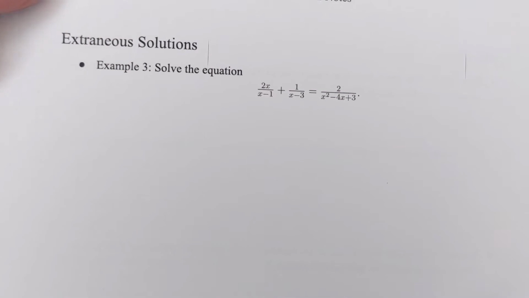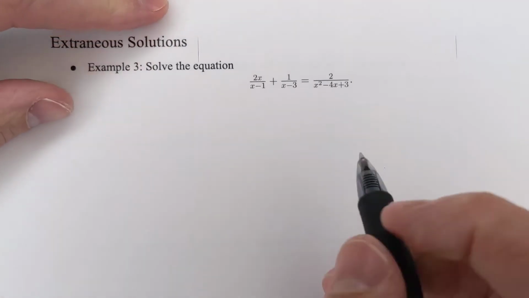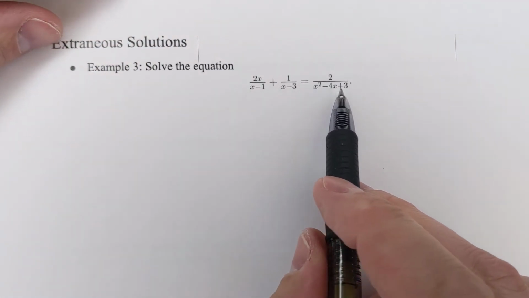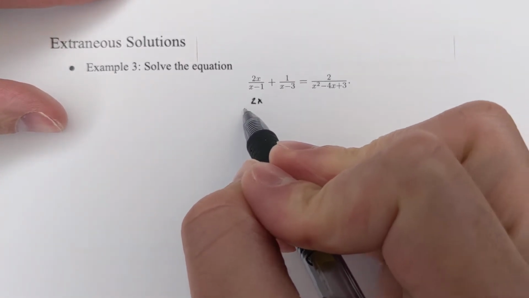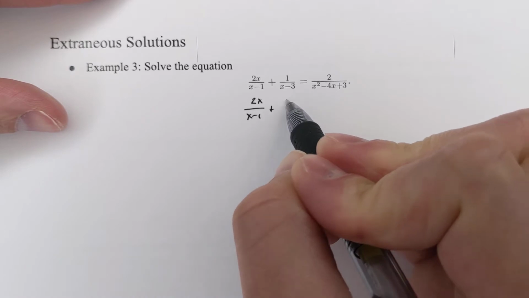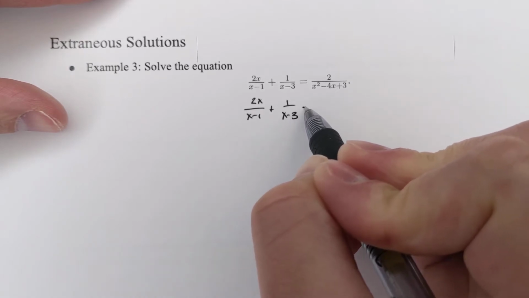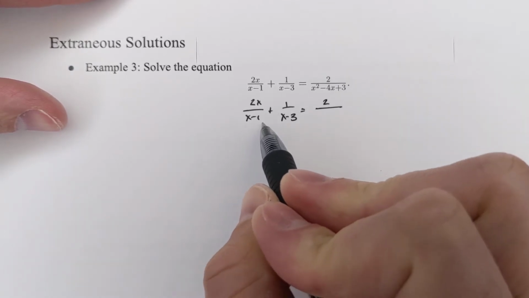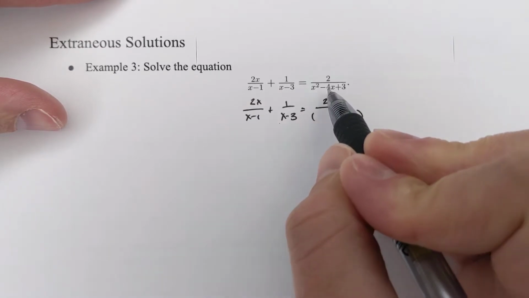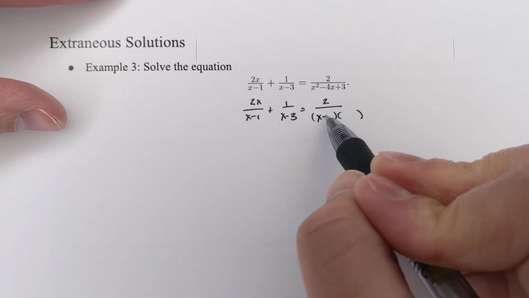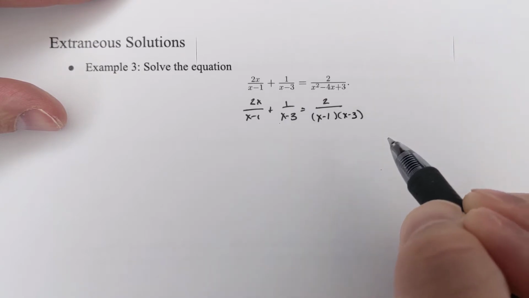Okay, extraneous solutions. So here's the hint. All right, solve the equation. Your first step, if you see a quadratic in the denominator of one of your rationals, you should try to factor it. Using your common sense, it should probably factor as the other two over here. But just in case, we'll make sure. We need to multiply to 3 and add to negative 4, so it has to be negative 1 and negative 3.